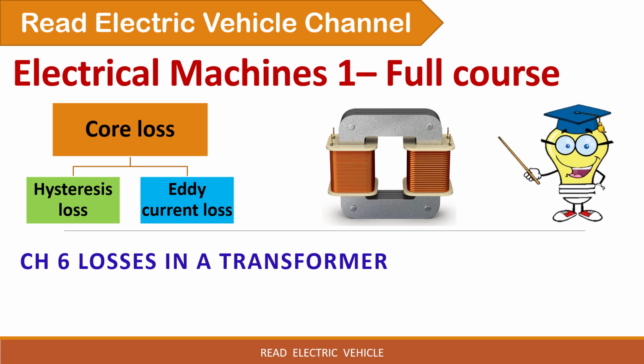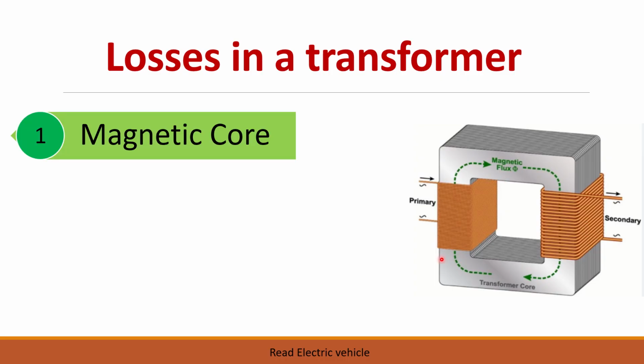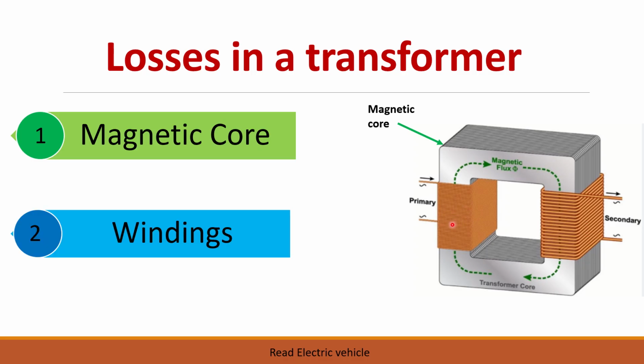In this video, we are going to see about losses in a transformer. There are two major components in a transformer, namely the magnetic core. So this is the magnetic core over which we have the coil. So there are two coils, primary coil and the secondary coil.